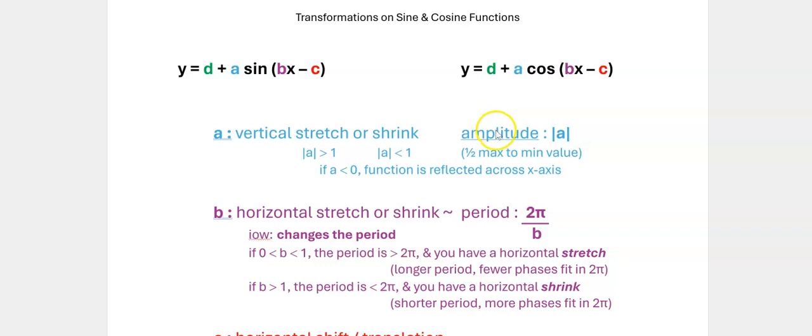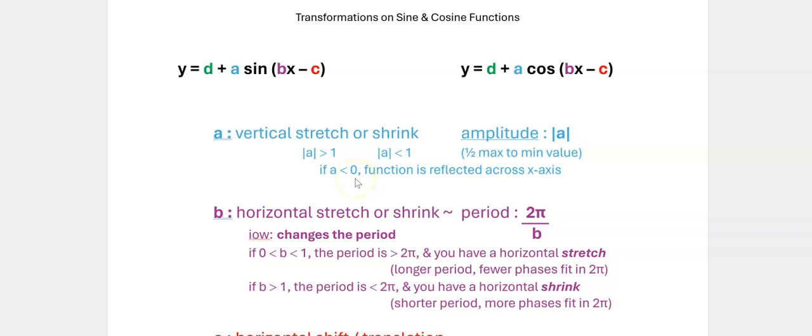That is called the amplitude. It determines what the maximum points and the minimum points are, how high it grows or how low it grows. And remember, the amplitude is half of the max to min value. So if you've got from negative 1 to 1, that's 2 units. Half of that is 1. So the amplitude would be 1. And then if a is 1, then you wouldn't see it.